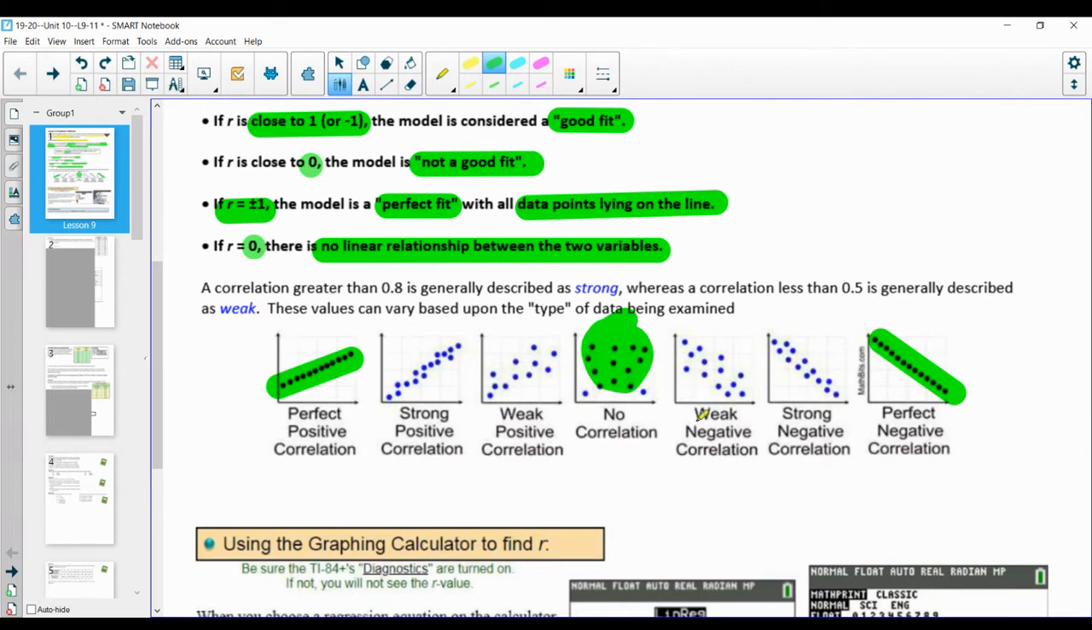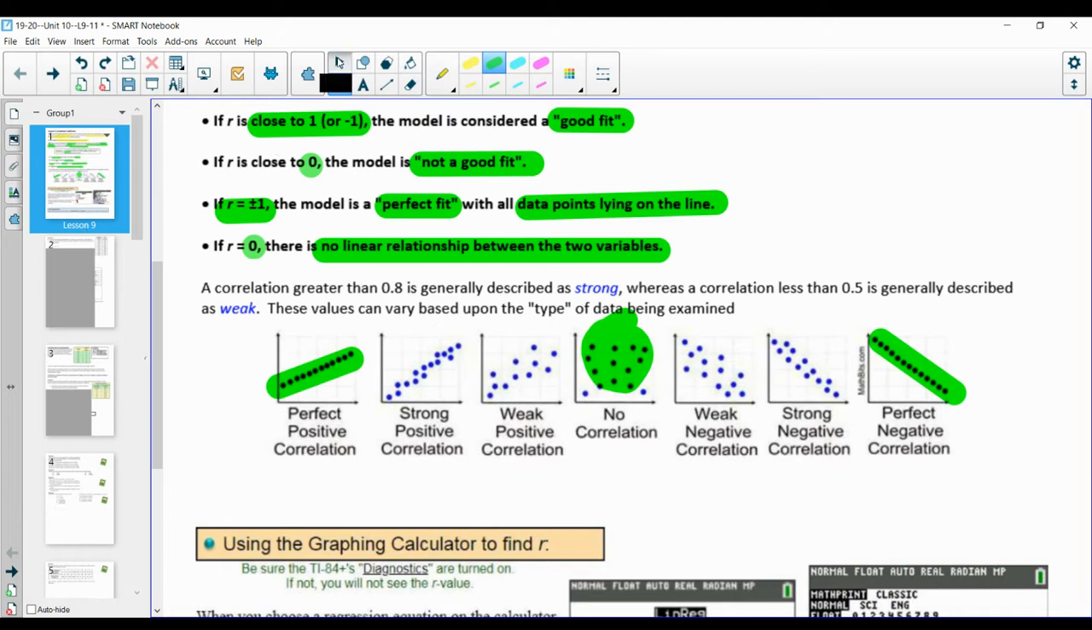And you have the similar idea on the negative side. Here it's a weak negative, so maybe a -0.4 or -0.3. A strong negative means it's close to -1, so it could be like a -0.8 or a -0.7.